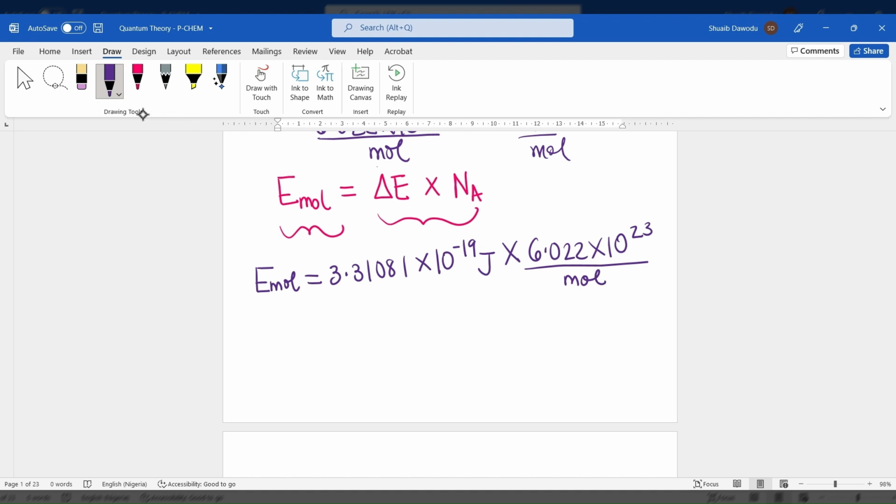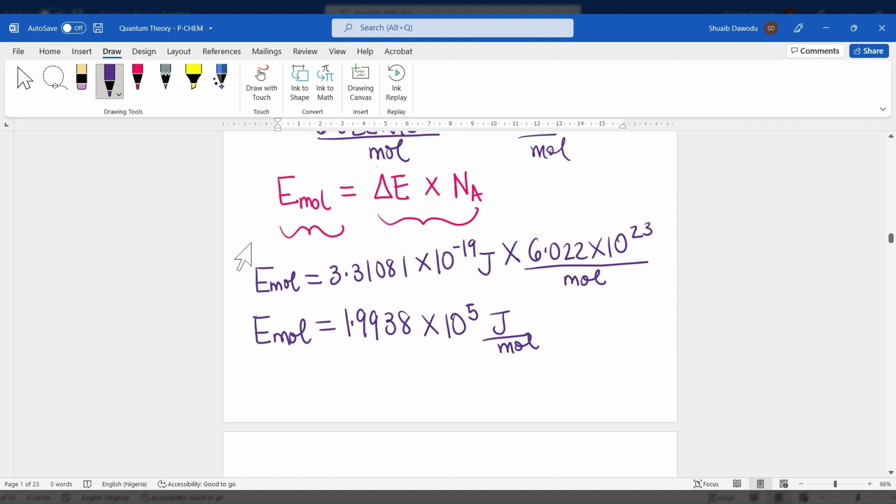So of course, we do our mathematics, and when we input this in the calculator, we end up with 1.9938 times 10 raised to the power of 5 joule per mole. That is how you solve this question.